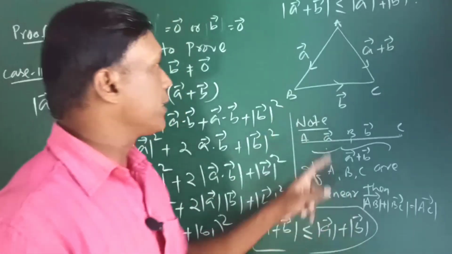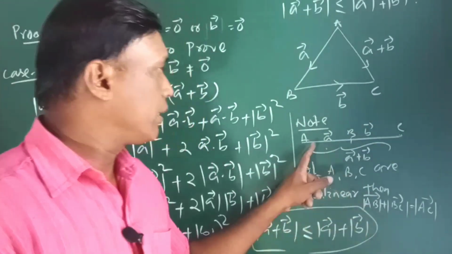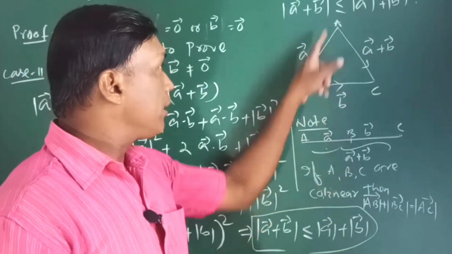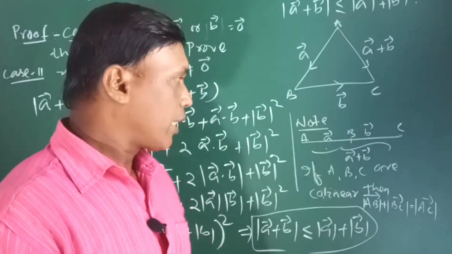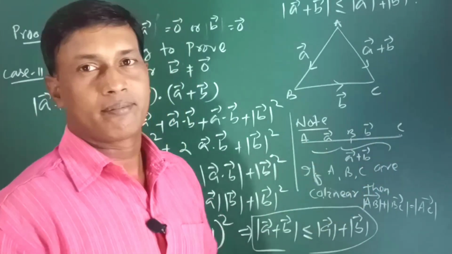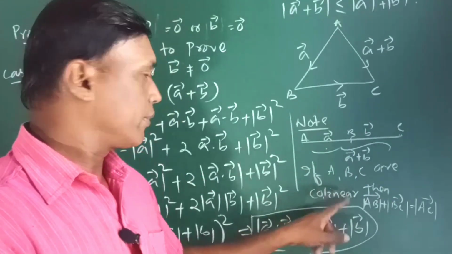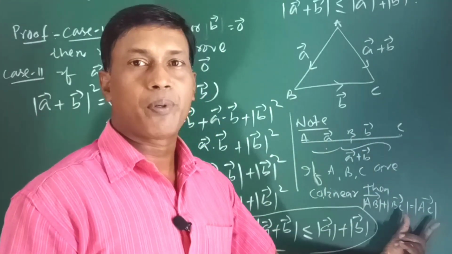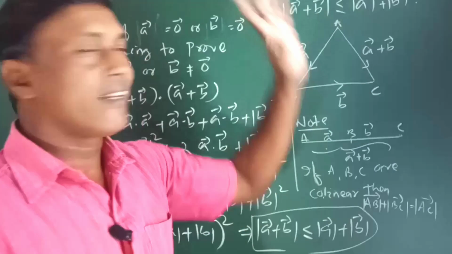One thing is, if A, B, C are collinear, suppose these three points lie on one line. In this case, what happens? AB is a vector, BC is b vector, and AC is a vector plus b vector. Now look here, the magnitude of AB plus the magnitude of BC is equal to the magnitude of AC. So the three points A, B, C will be collinear, they will lie on one line, if the magnitude of AB plus the magnitude of BC is equal to the magnitude of AC. But in the case of a triangle, AB plus BC is greater than AC.